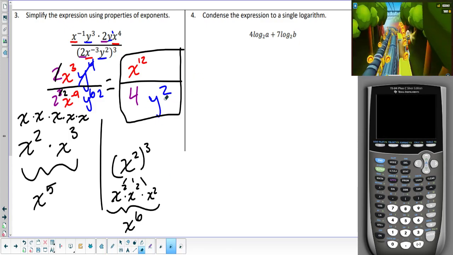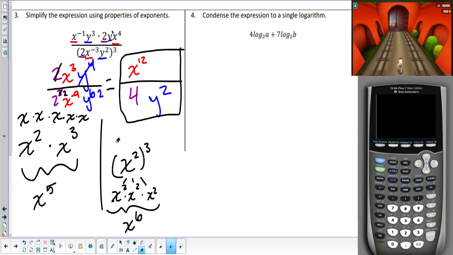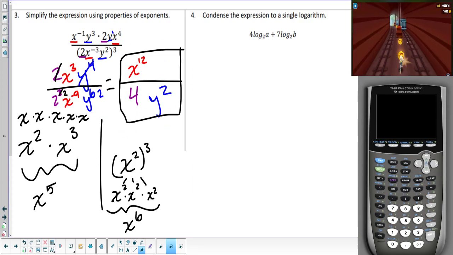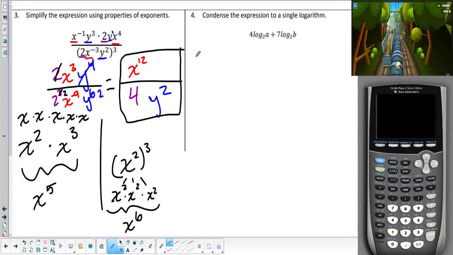We leave the y squared on the bottom just because the y squared is on the bottom here, and then the 4 was on the bottom as well. I like that. You could also write these as negative powers if you'd like, but I won't. I'll just leave it like this.